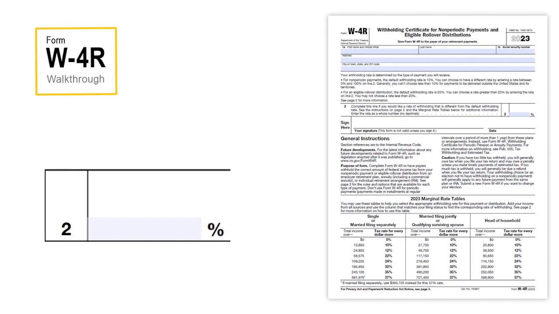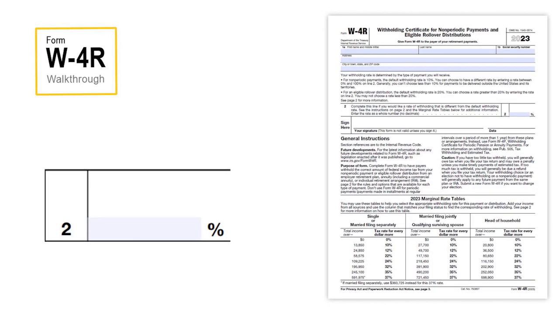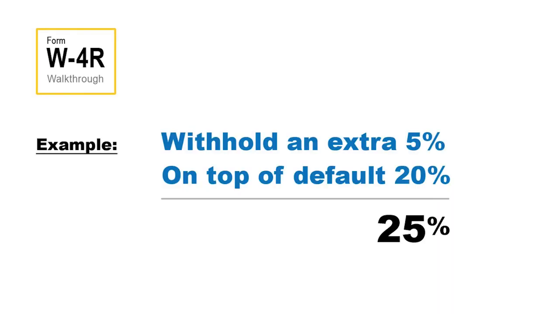Now, let's take a look at Step 2. This is the meat and potatoes of this form. Complete this line, and by extension this form, only if you want more than 20% federal income tax withheld from your payment. If you do wish to withhold federal income taxes at a rate higher than 20%, enter the total percentage you wish to have withheld on line 2. So, for example, if you wish to have an extra 5% withheld from your payment on top of the default 20% withholding rate, you would write the total on line 2 as 25%.